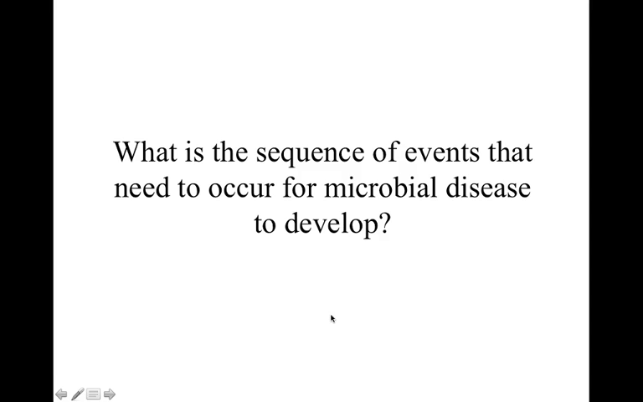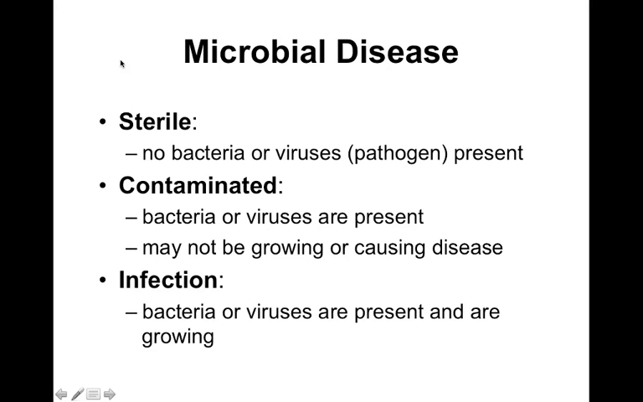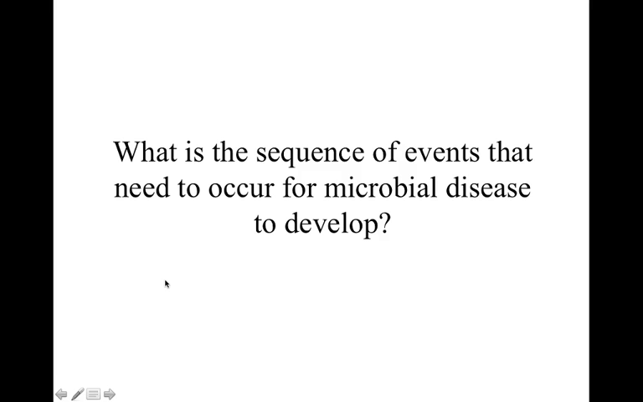What is the sequence of events that need to occur for microbial disease to develop? So this is considering that you need to be contaminated with an organism before you get an infection. And then in an infection, that's when the pathogen is growing in an individual, and then it would be considered a disease after that.